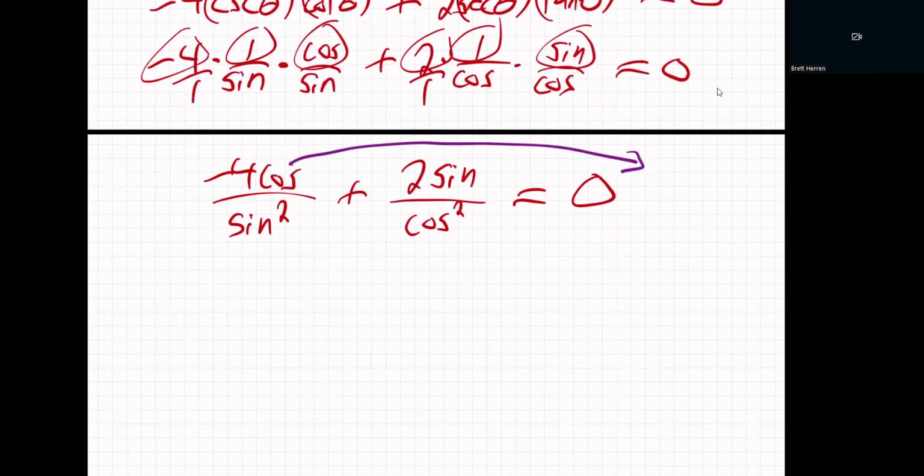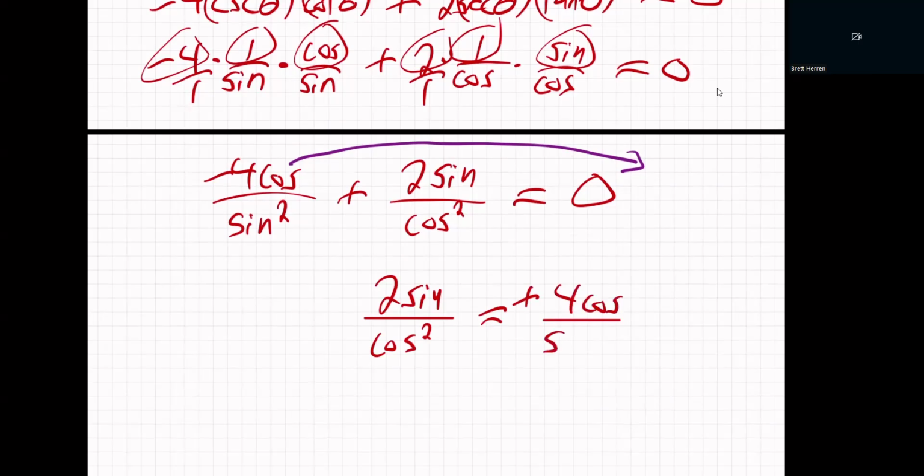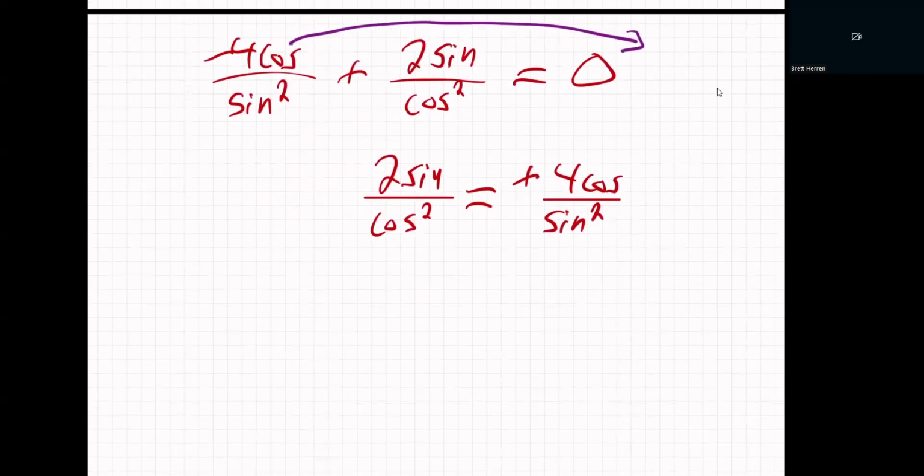And so we'll get 2 sine over cosine squared is positive, 4 cosine over sine squared, right? I just jump that to the side, change the sign. Okay, now let's go ahead and cross multiply. So I'm going to go diagonal, diagonal. So that's going to be 2 sine cubed is 4 cosine cubed.